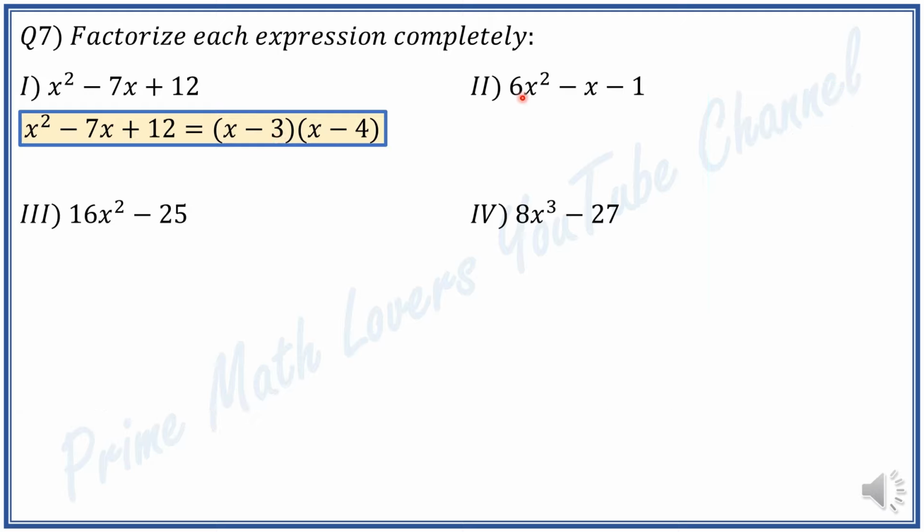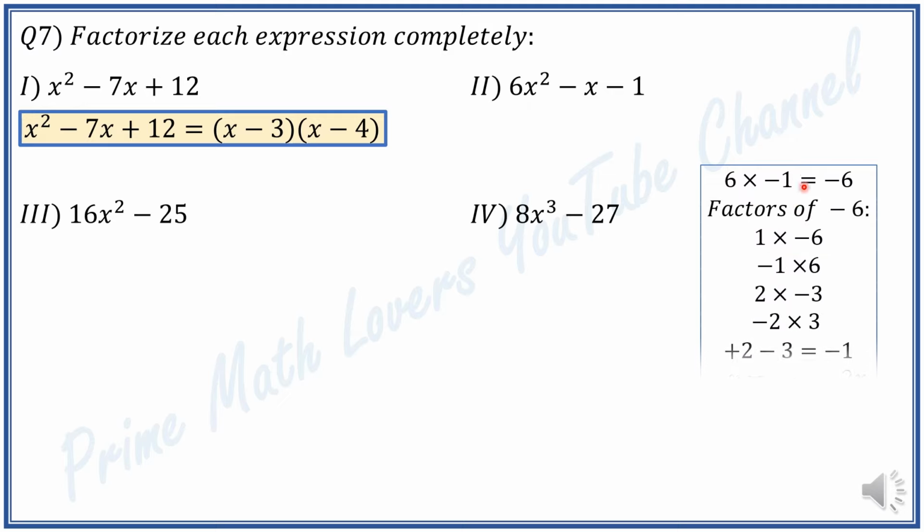And part 2 is 6x squared minus x minus 1. It is similar to part 1. So it is another exercise for you. First, we multiply the coefficient of x squared with the constant number. So 6 times minus 1 is equal to negative 6. And we write down all factors of negative 6, which are 1 and negative 6, negative 1 and 6, 2 and negative 3, negative 2 and 3.